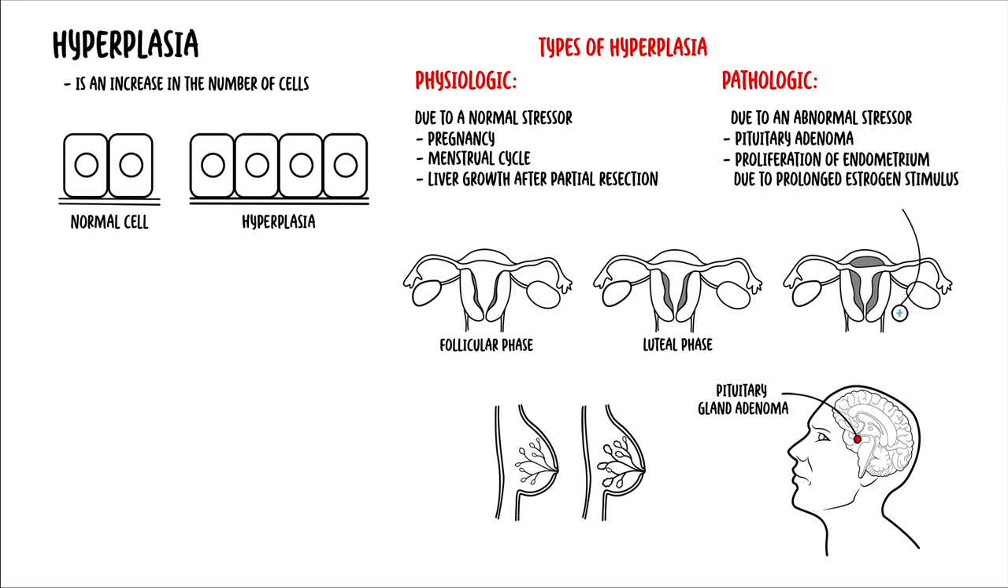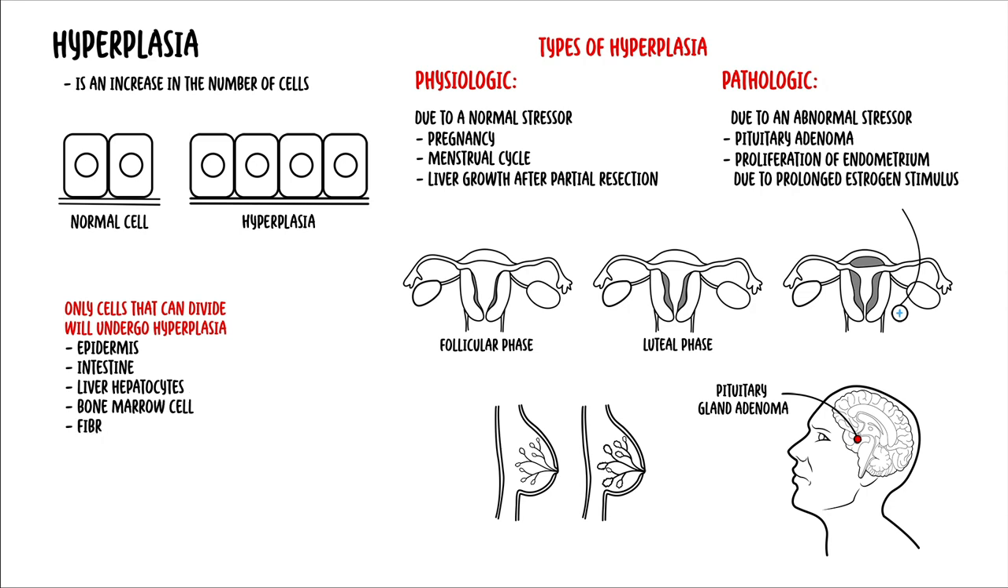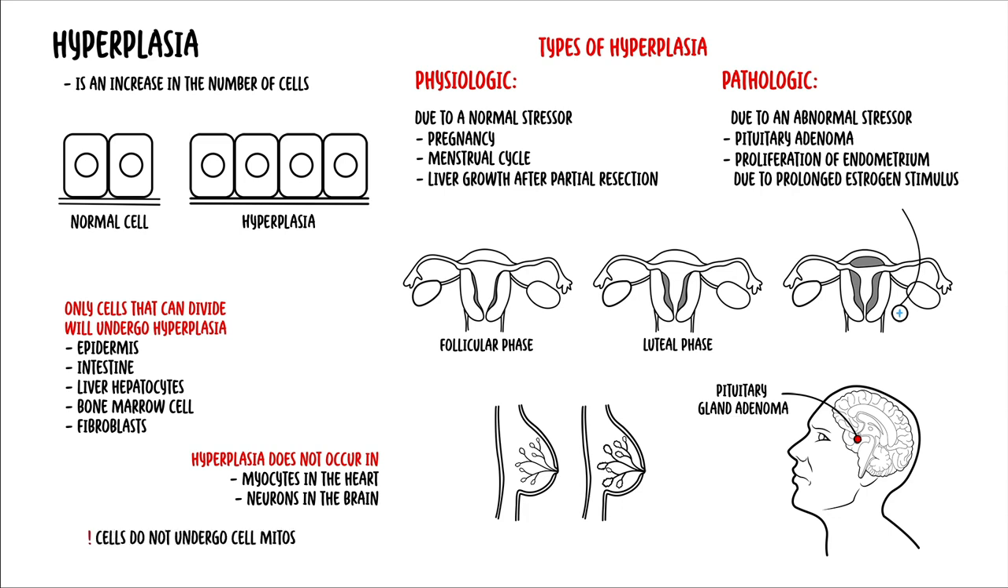An important point regarding hyperplasia is that only cells that can divide will undergo hyperplasia. These cells include the epidermis, the intestinal cells, liver cells, bone marrow cells, and fibroblasts. Hyperplasia does not occur in myocytes of the heart and the neurons of the brain because these cells do not undergo cell mitosis or cell division.